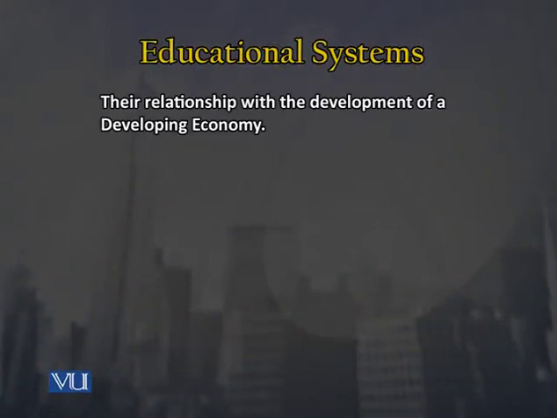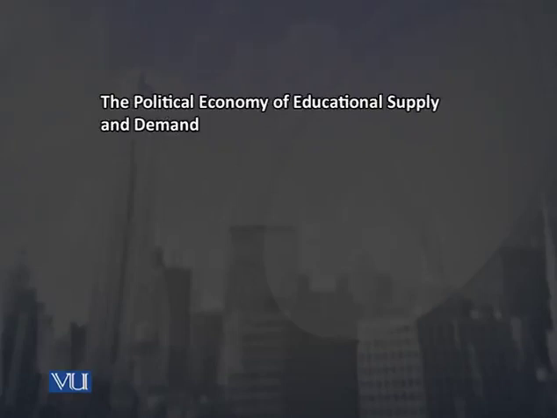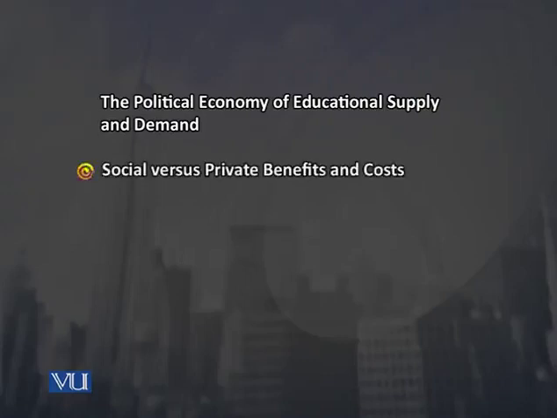In today's session, we are going to discuss the educational systems and their relationship with the development of a developing economy. In this discussion, we are going to discuss majorly two things. The first thing I'm going to talk about is the political economy of educational supply and demand. And the second thing we will talk about is the relationship between the social costs and benefits and the private costs and benefits. And I will explain to you how, on the basis of these four important concepts, the social cost and benefit and the private cost and benefit, the educational acquisition is attained.